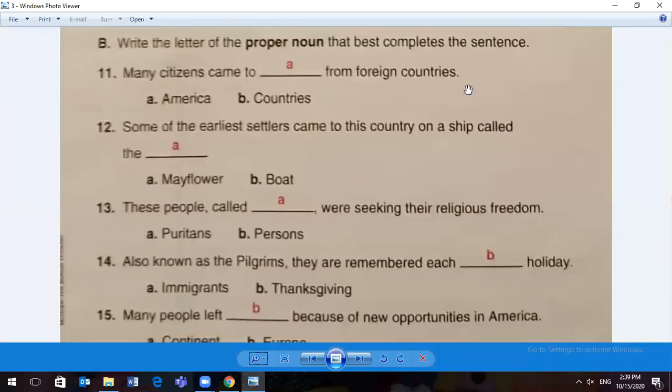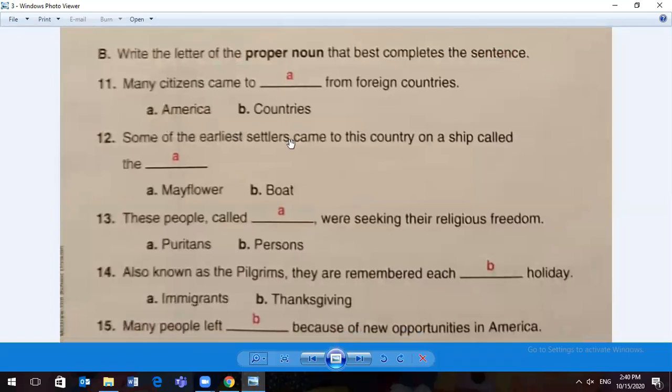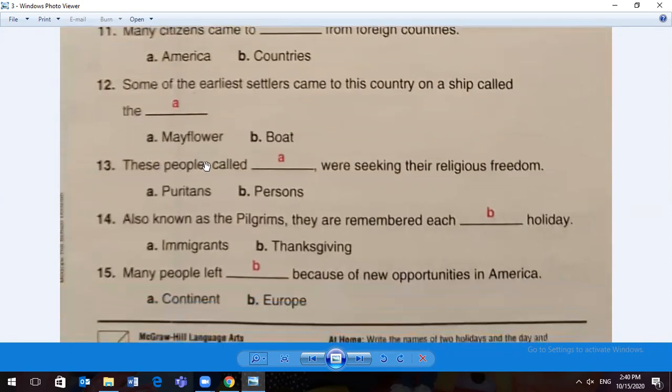The directions here say, write the letter of the proper noun that completes the sentence. Countries would not be a proper noun. It would be a common noun, so it should be lowercase. Some of the earliest settlers came to this country on a ship called the Mayflower. Mayflower is the name of a ship. Boat is a common noun. It shouldn't be capital.